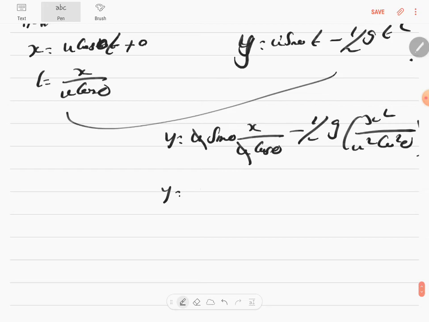I will teach you once again. X into sin theta by cos theta is tan theta. Tan theta, minus, can you see x square? What is the coefficient? G by 2u square cos square theta. So thus you have a parabolic equation. I'll teach you this once again.